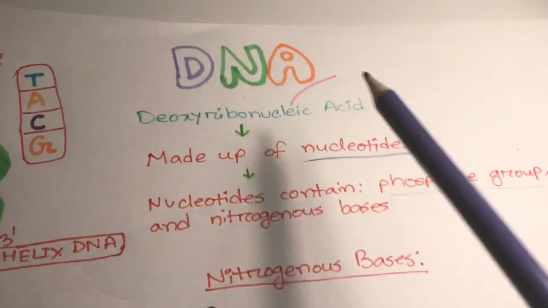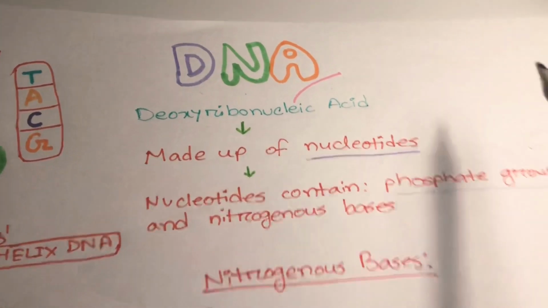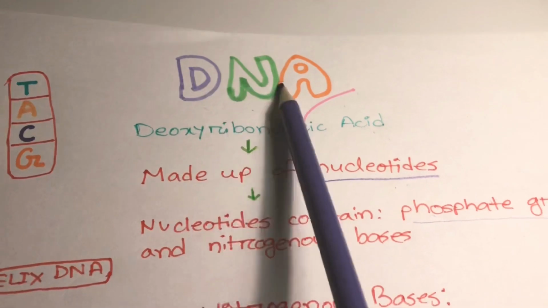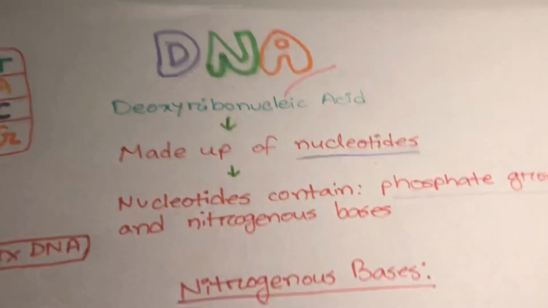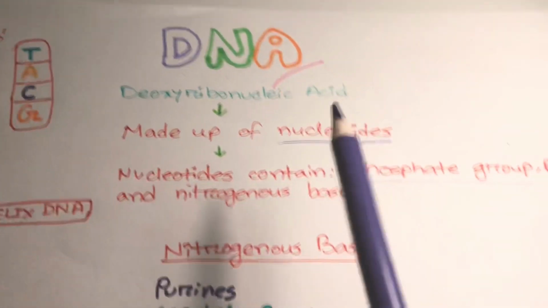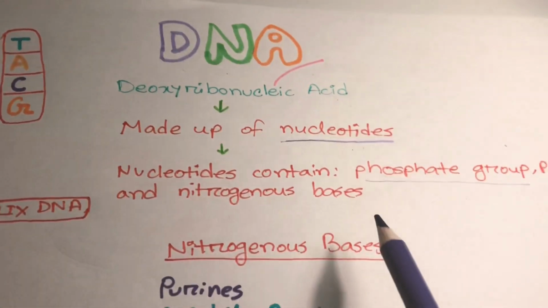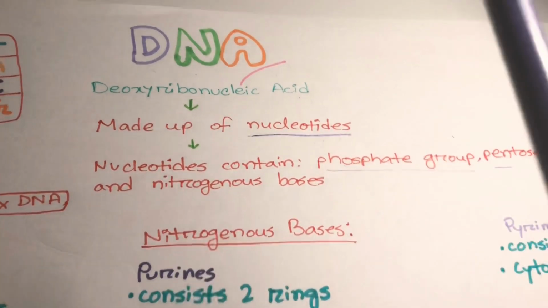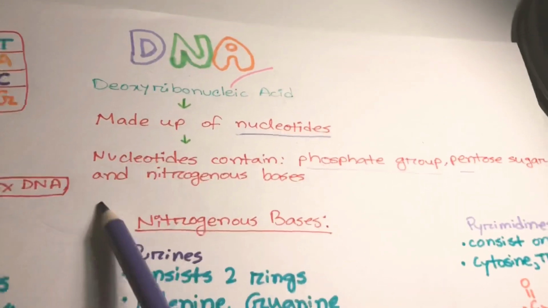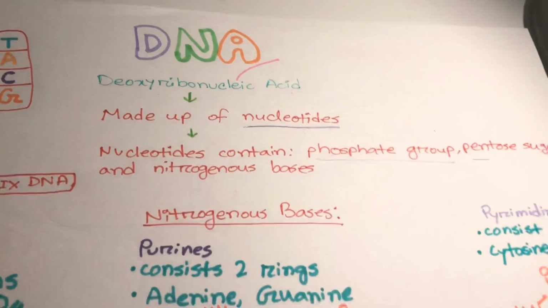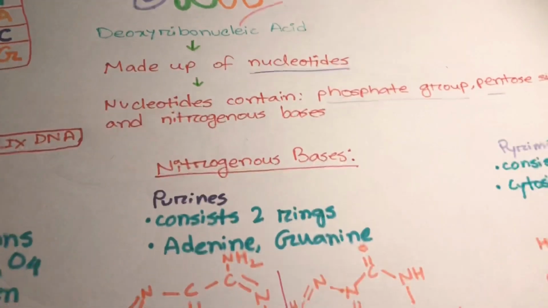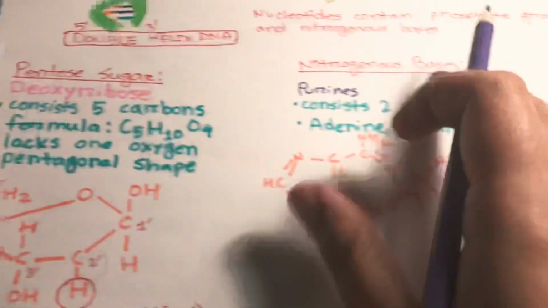Today I'm going to talk about deoxyribonucleic acid, which is also known as DNA. So let's get started. DNA is basically made of nucleotides, and each nucleotide contains one phosphate group, one pentose sugar, and one nitrogenous base. Let's look at the things that make up our nucleotides.